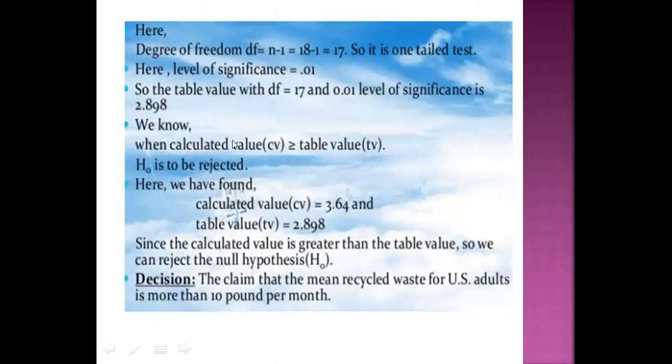And we know that when the calculated value, which we calculate through the formula, is more than the table value, H naught is to be rejected and we accept the alternate hypothesis. Therefore, we found that the calculated value is greater and the table value is smaller. We reject the null hypothesis and claim that the mean recycled waste for US adults is more than 10 pounds per month.